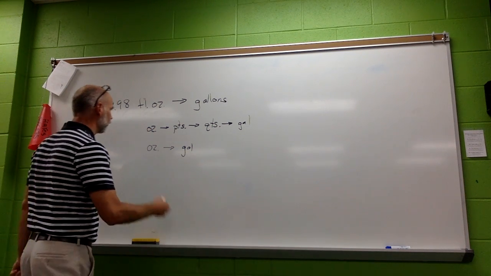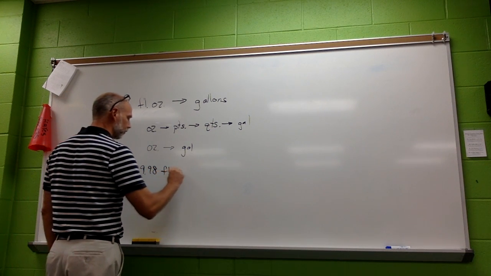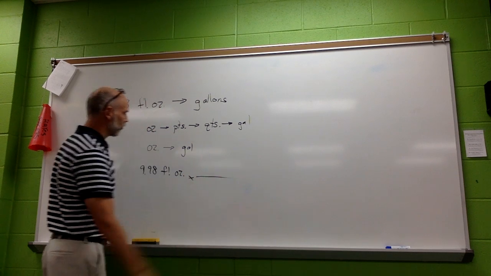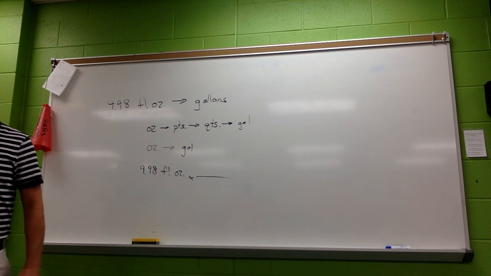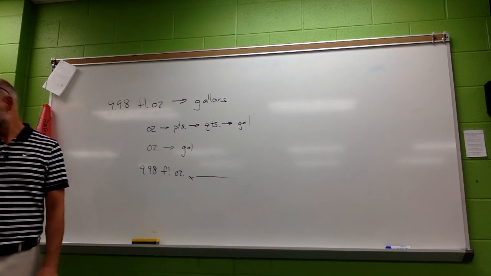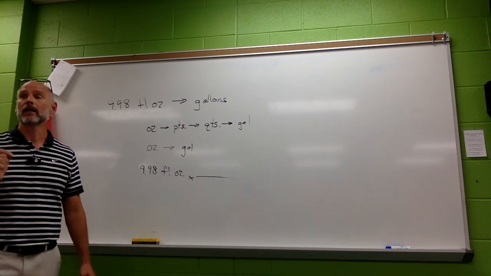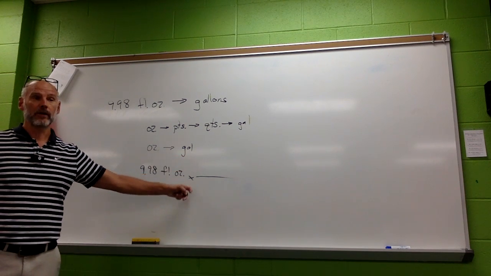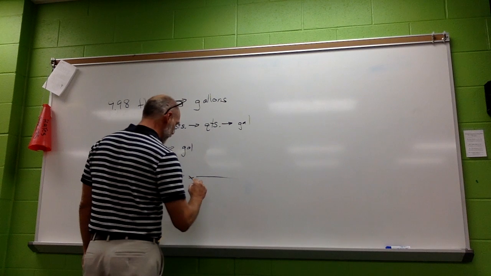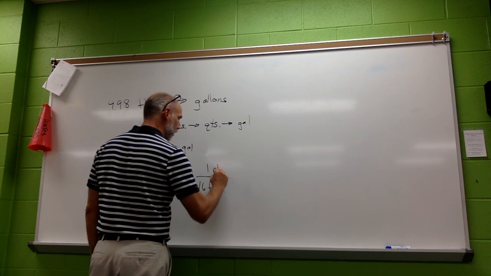Let's go ahead and do this one just for fun. So we have 9.98 fluid ounces. And what is the relationship between ounces and pints? Somebody already told me? 16. Yeah, 16 fluid ounces in a pint. So where am I going to put the 16 ounces? In the numerator or the denominator? On the denominator. There we go. And then 1 pint up here.